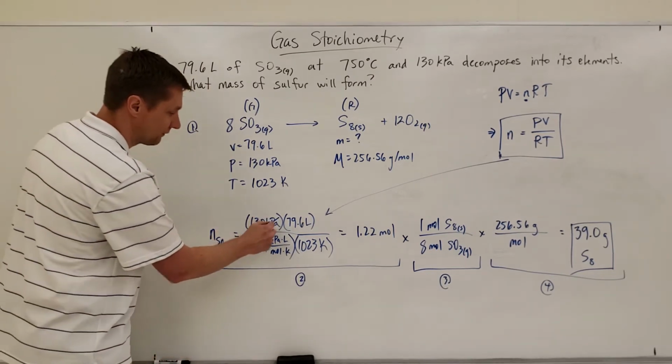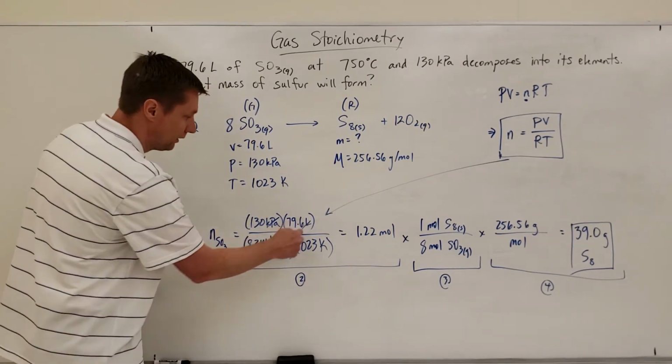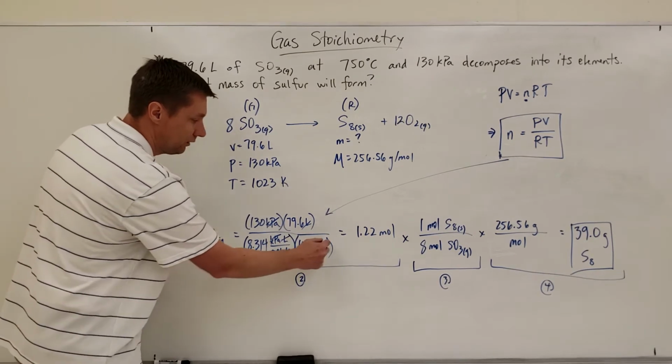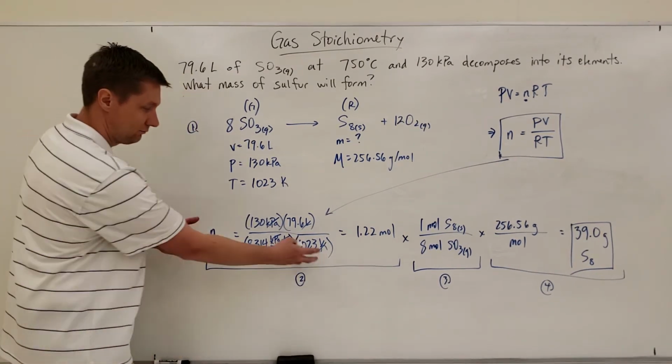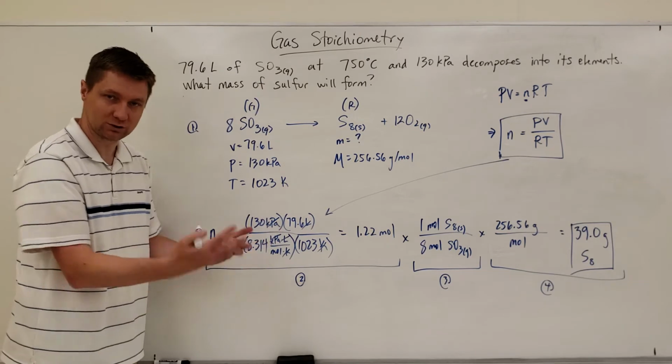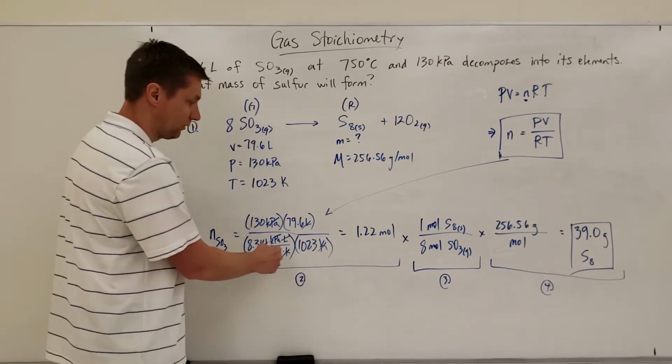So if I take a look at this, I've got kilopascals on the top and the bottom, liters on the top and the bottom, Kelvin on the top of the bottom and the bottom of the bottom, which allows them to cancel, and I'm left with moles here.